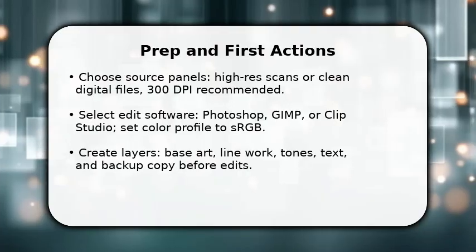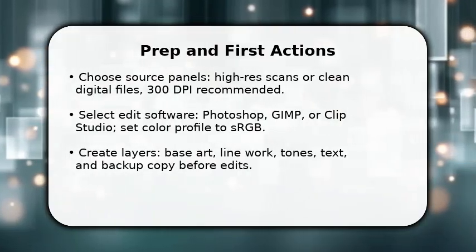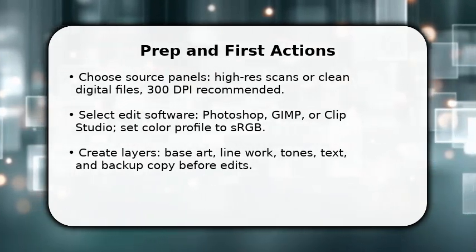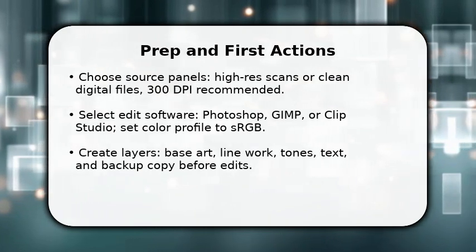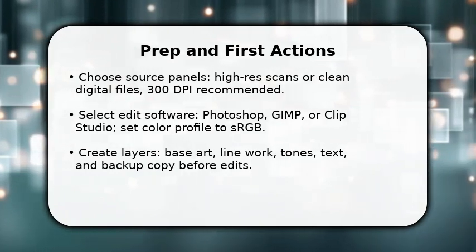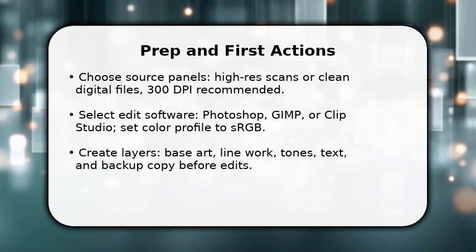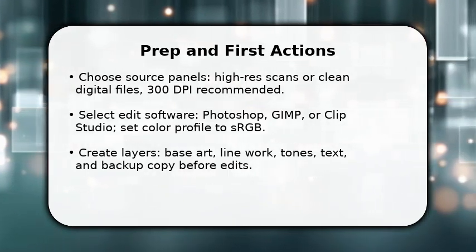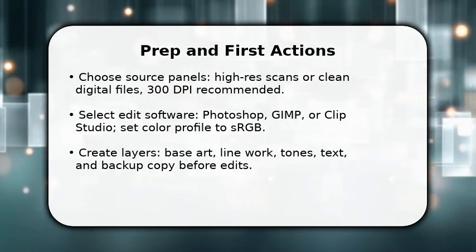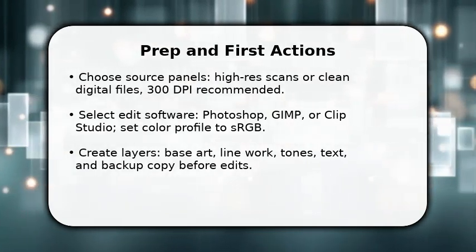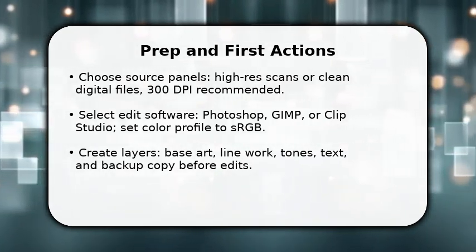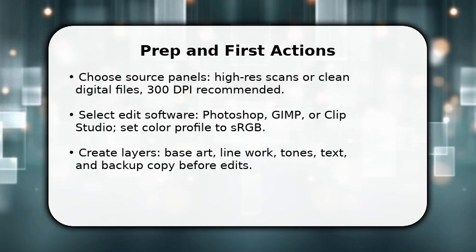Enjoy the video. You start by gathering your source and tools. Pick high-resolution scans or clean digital pages and open them in your editor. Once loaded, make a full backup copy and set up named layers for art, lines, screen tones, and text. This prevents accidental loss. You should also set document color to sRGB and resolution to 300 dpi for print quality results. Now that your workspace is organized, begin by isolating line art and tonal regions so you can edit them independently without degrading the original.